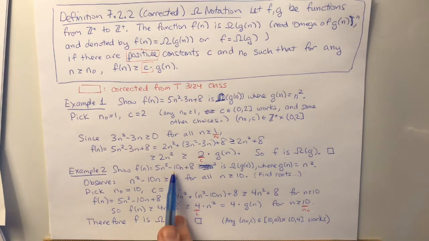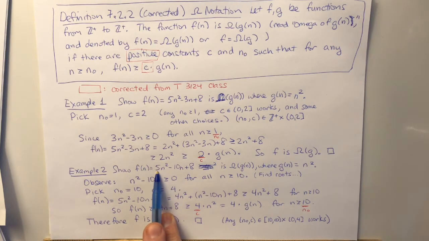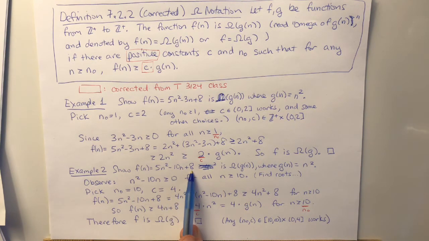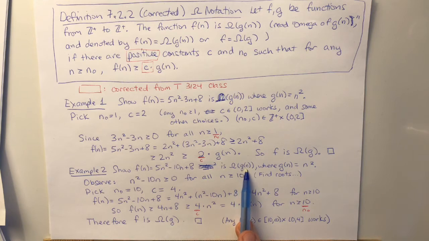Example 2 is a little bit more challenging because the negative 10n in the middle of the f function has constant negative 10 that is larger in magnitude than the constant 5 that's the leading constant. Of course, negative 10 is opposite in sign, so that's what's going to cause the trouble. So we have to be a little more careful in regrouping things. We want to show that this f(n) = 5n² − 10n + 8 is omega of g(n), where g(n) is n².